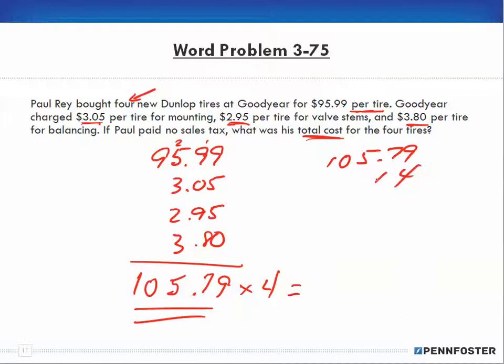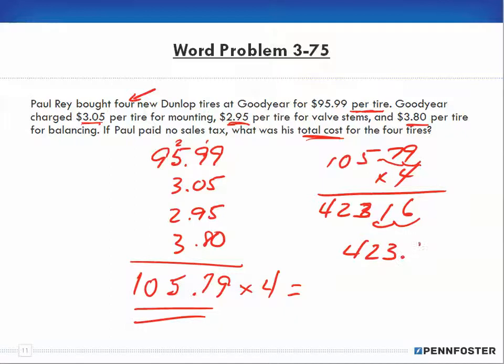105.79 times 4. That's 36. Carry my 3. That's 28, and 3 is 31. Carry my 3. That's 23, oops, 23, 4. And since I have 2 decimal places, I end up with a total cost of $423.16.